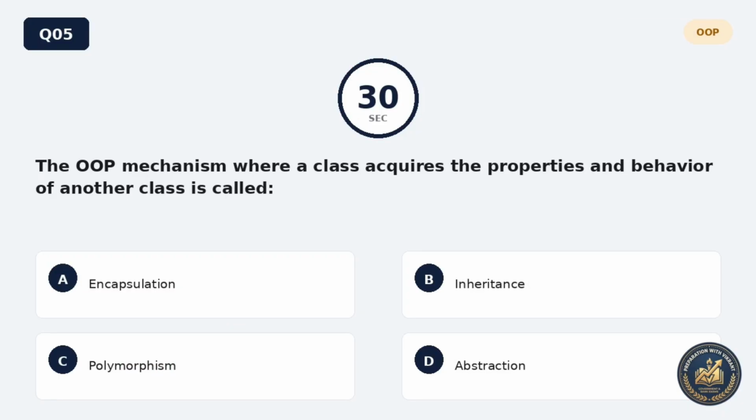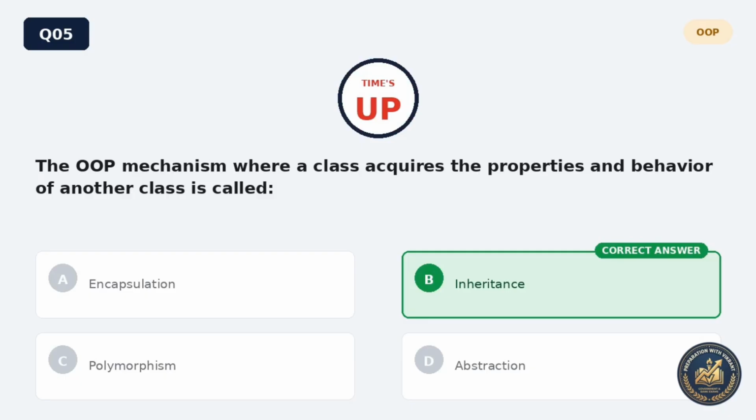Moving to next question. The OOPS mechanism where a class acquires the property and behavior of another class is called A encapsulation, B inheritance, C polymorphism, D abstraction. So the correct option is option B, inheritance.